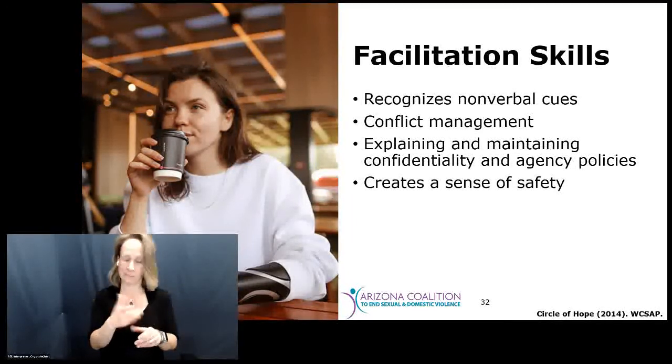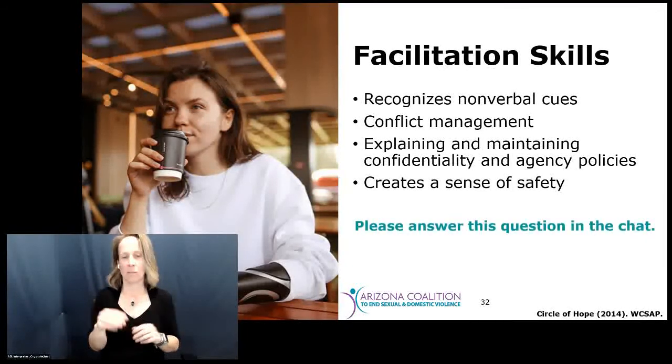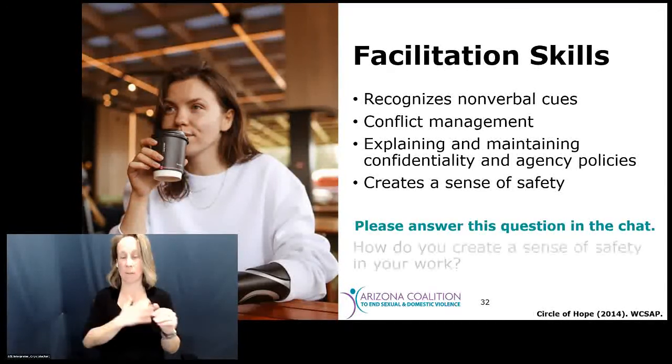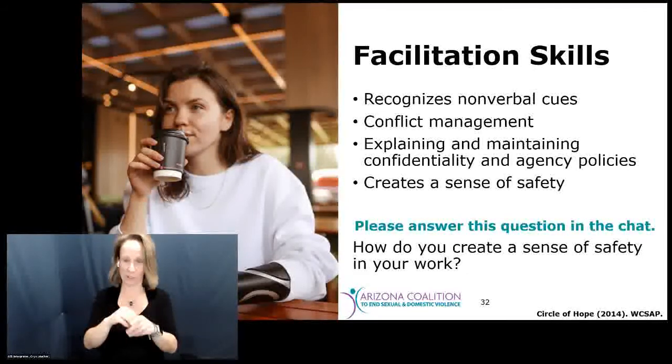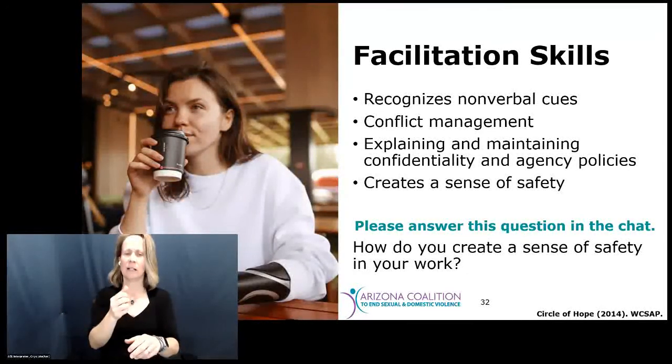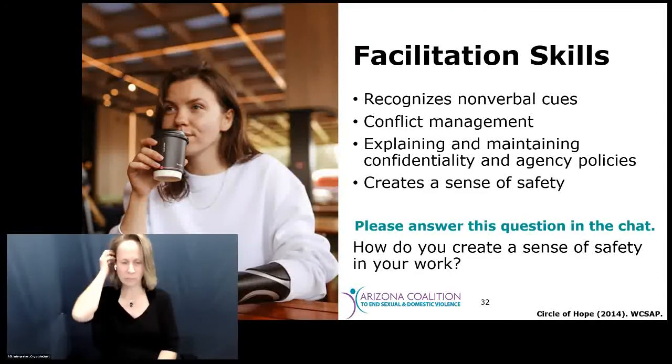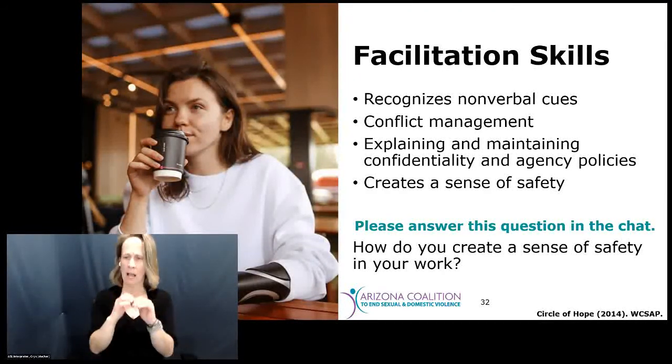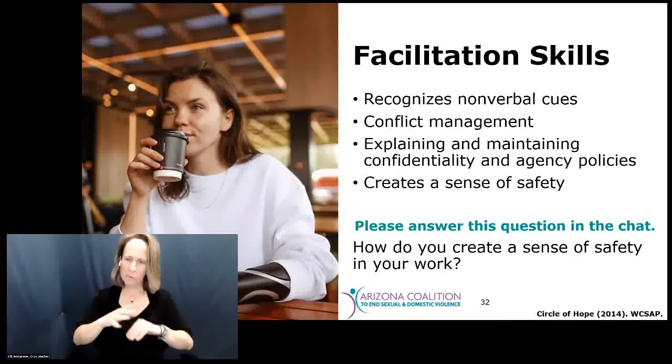So we briefly talked about how respecting other people's boundaries is a part of being a safe person, but I want to know more what you all think about this. So please put your answers in the chat box. How do you create a sense of safety in your work? How do you create a sense of safety in your work?